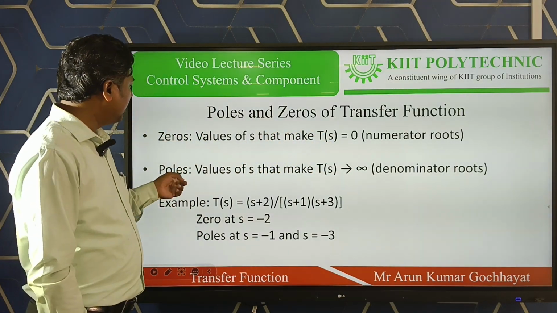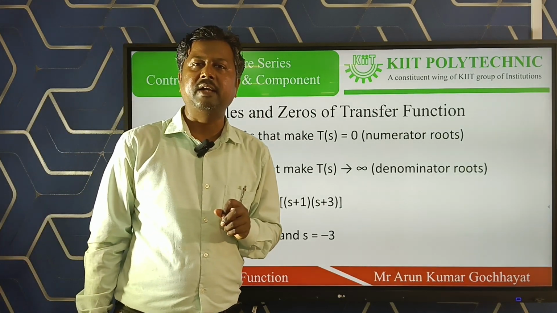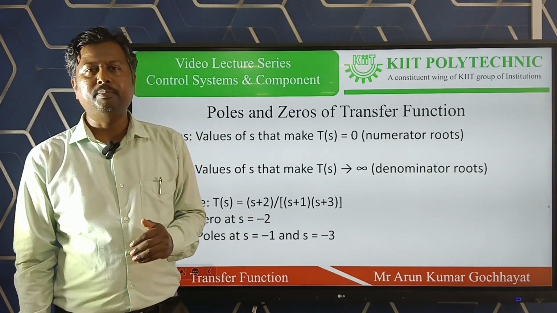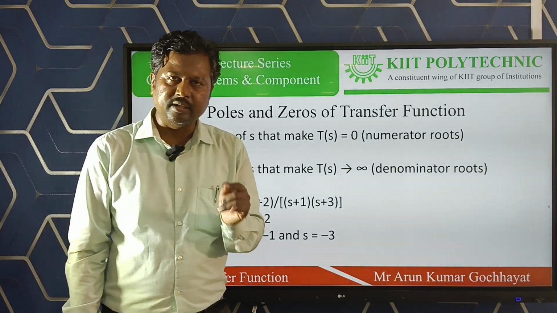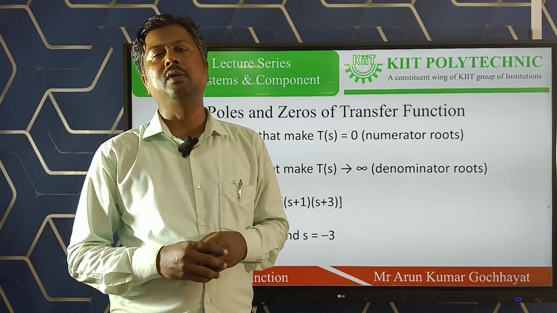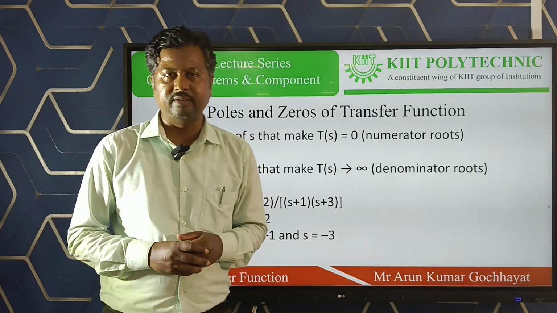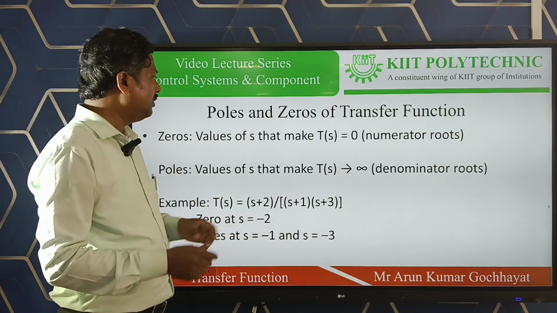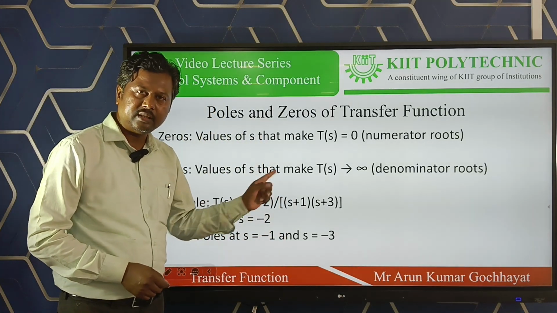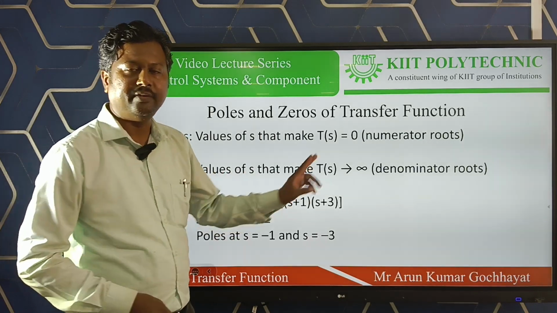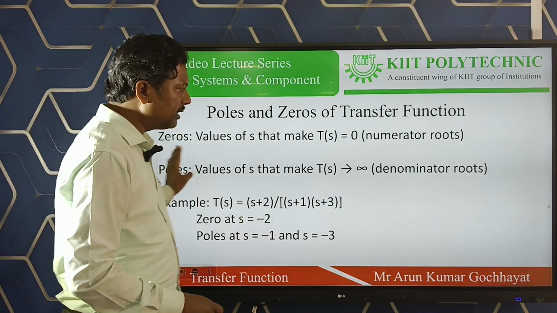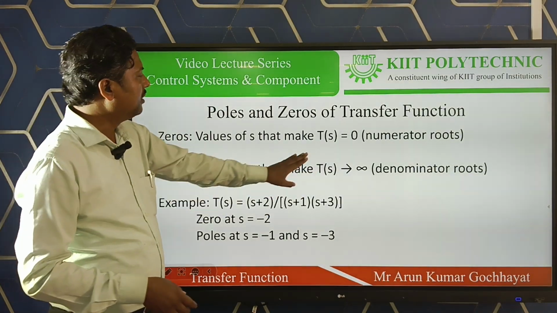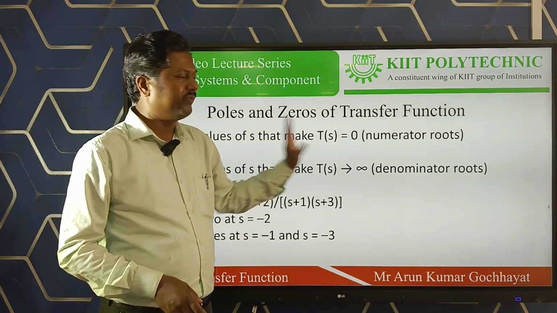Now another type of roots that we can derive from the transfer function is by taking the denominator part. If we take the denominator part, equate it to 0 and solve it, then also we get certain values of s, the complex frequency. For those values of s, if we put them into the expression of the transfer function, the transfer function's value becomes infinity. So poles are the roots of the transfer function for which the value of the transfer function becomes infinity.